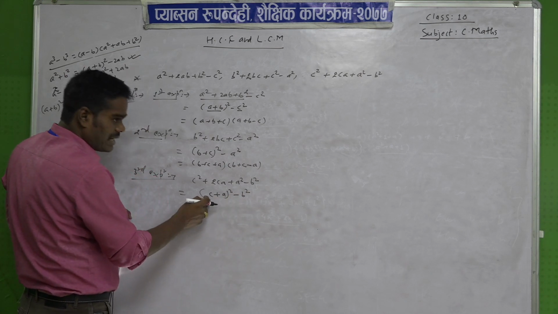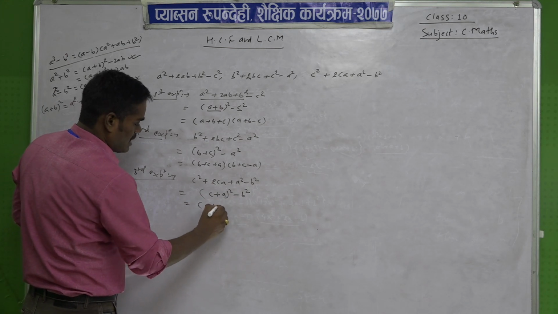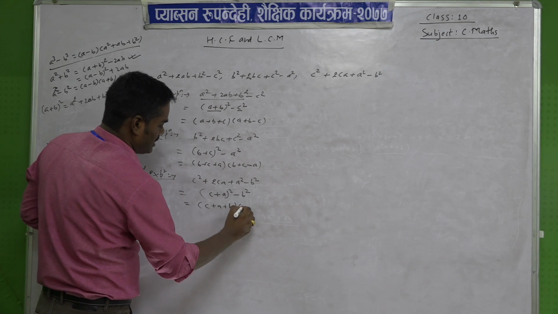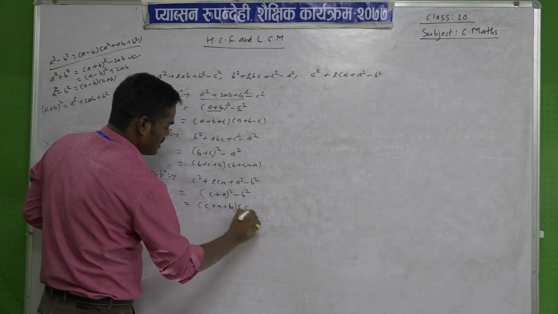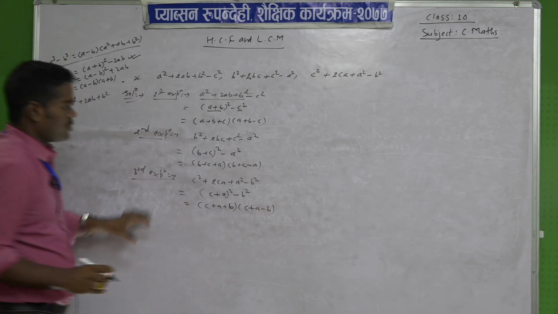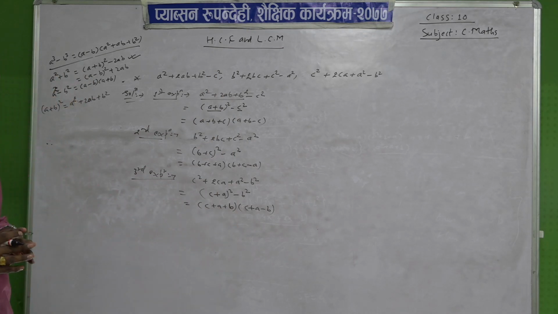Again this whole is what? A square minus b square. So use the formula a plus b, and then after what? Next factor is a minus b. So in this way we have got the factors of all three expressions here.